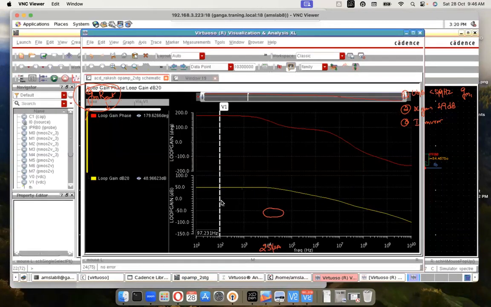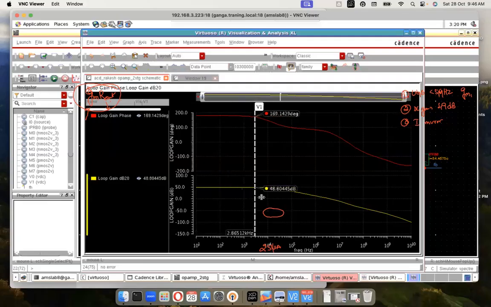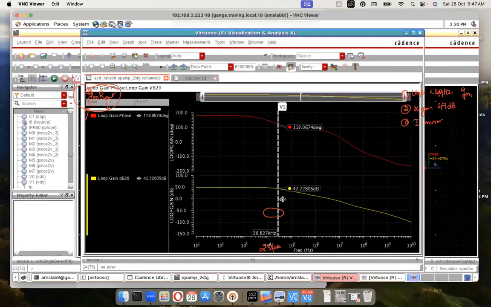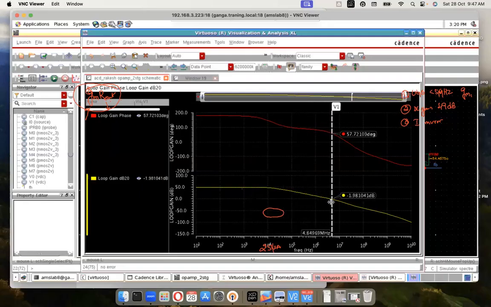It's 49 dB still. Let's go back and figure out where our 135 degrees is. 135 degrees is where we have the first pole. Still around 14.8 kilohertz. It's still the same. The first pole is still the same. Let's go and figure out where our UGB is. Unity gain bandwidth. Somewhere around 4 megahertz. Still not improved. Why? Still 4 megahertz.